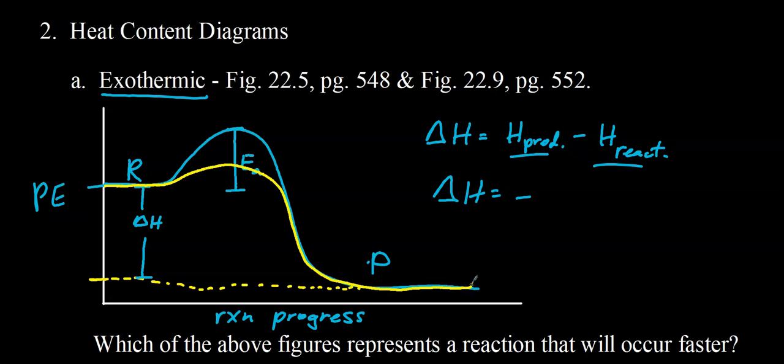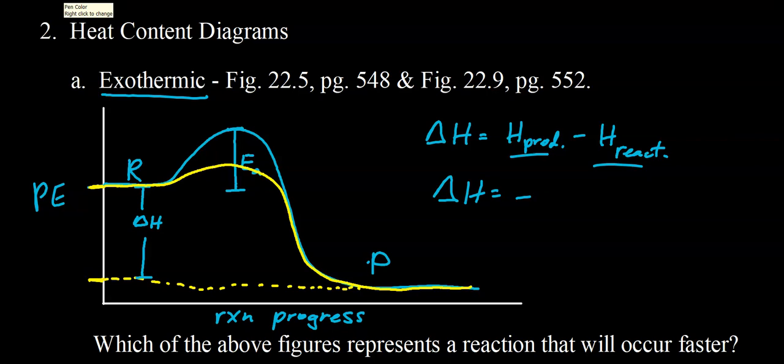All right, so what do you notice about the blue curve versus the yellow curve? So first of all, both curves actually represent the same reaction. How do I know that? Well, the energy of the reactants is the same, the energy of the products is the same. So because of that, our delta H is the same.